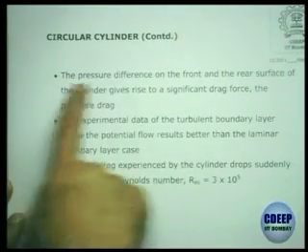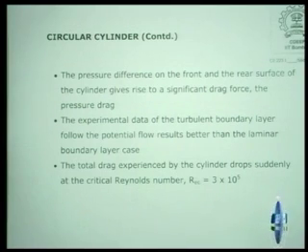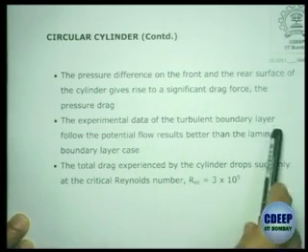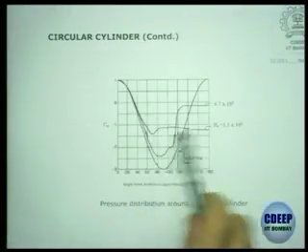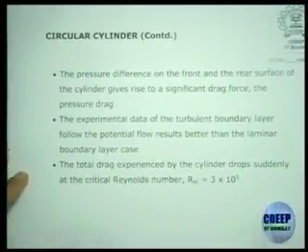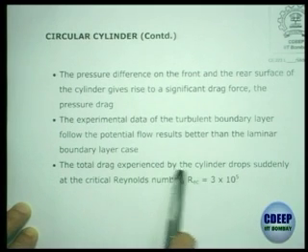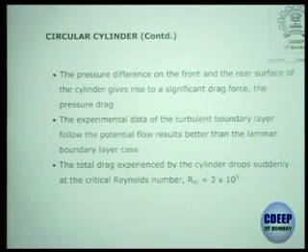I will show the sketch. Okay. And here you see the pressure difference, same story. Pressure difference on the front and the rear surface of the cylinder gives rise to a significant drag force, the pressure drag. Experimental data follow the potential flow results better than the laminar boundary layer. As I said here, laminar means things separate much earlier. If it's a turbulent one, it's able to follow the inviscid theory much better. And the total drag experienced by the cylinder drops suddenly at a critical Reynolds number of 3 into 10 to the power 5. Okay.